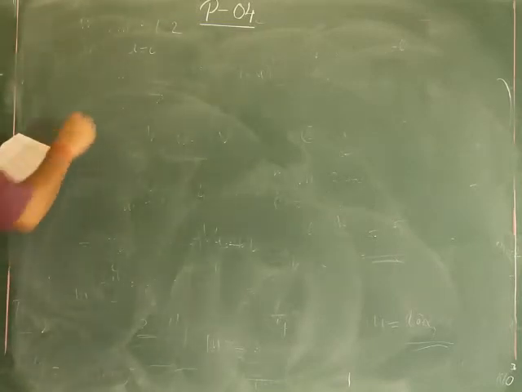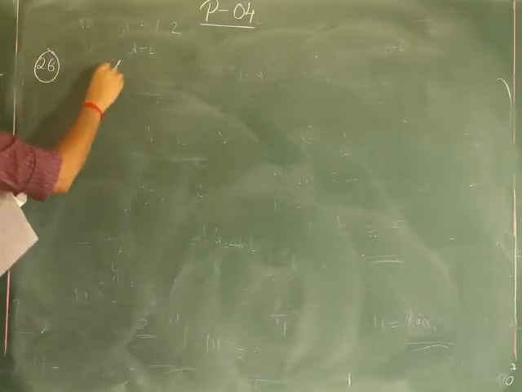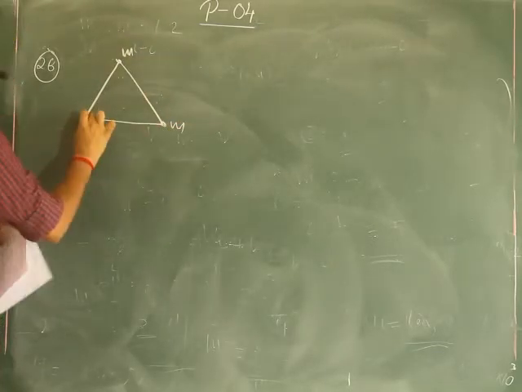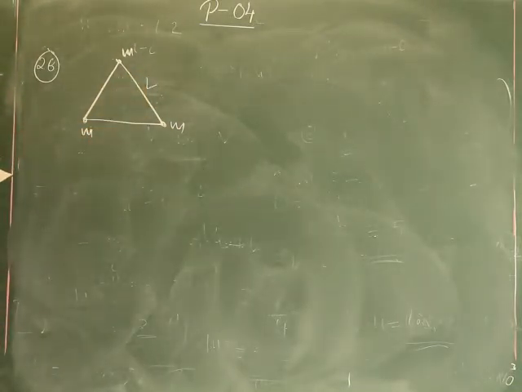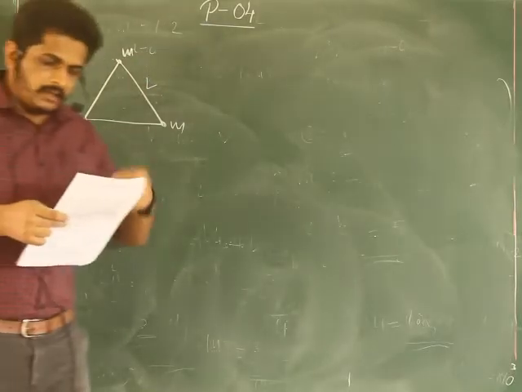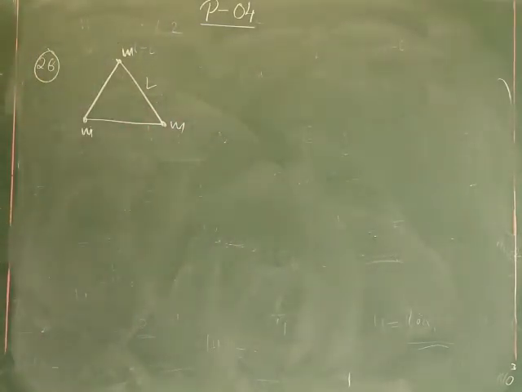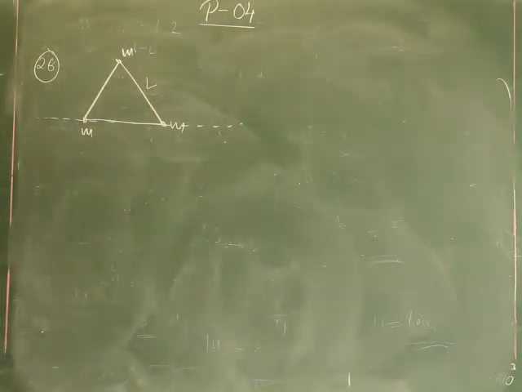Next, question number 26, and the question is: 3 point masses each of mass m are placed at the corners of an equilateral triangle of side L. So like this, m, m, m of side L. The moment of inertia of this system about an axis along one side of the triangle. I will take the axis along one side of the triangle like this. The axis I have taken in that way.